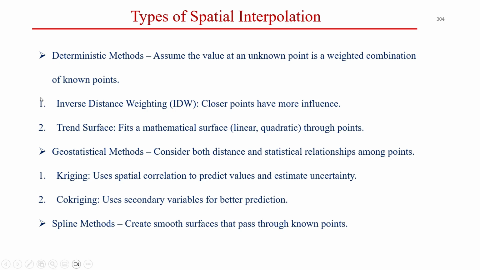In the geostatistical methods, you go a step further. You don't just use the distance, they also model the statistical relationships between the data points. You have kriging here, which is the most widely used geostatistical method. It uses spatial correlation to make predictions and also quantifies the uncertainty in these predictions. Co-kriging uses a secondary variable, so it is an extension of kriging that incorporates some other variable for better prediction. Then you have spline methods, which create smooth surfaces that pass exactly through all the known points. Today we'll be focusing on kriging, like I said.